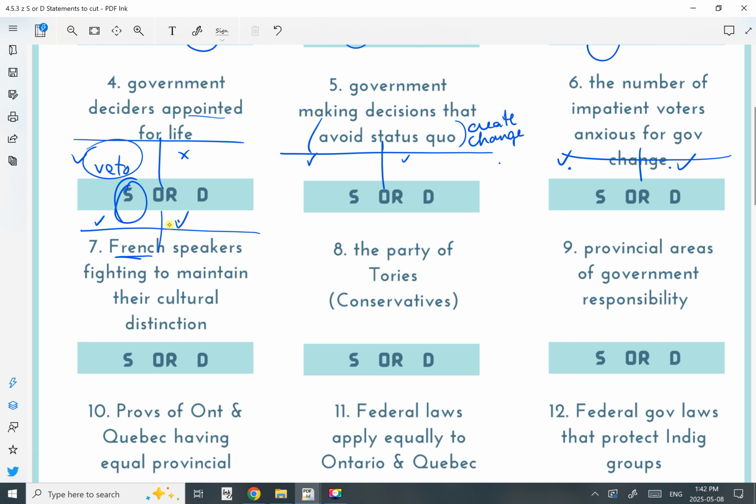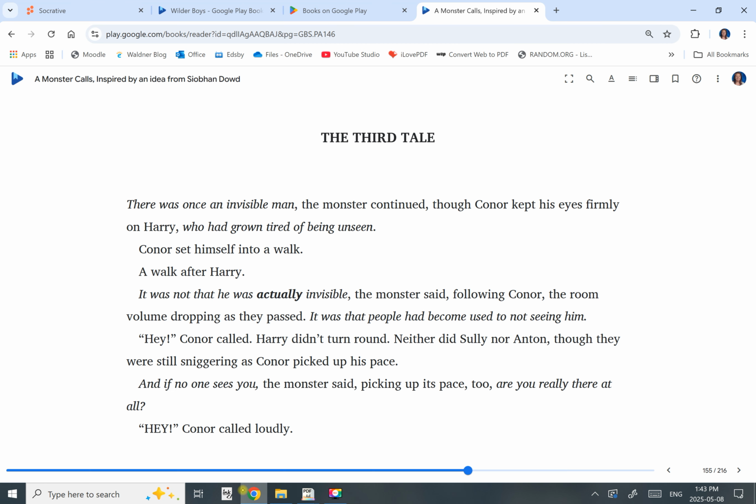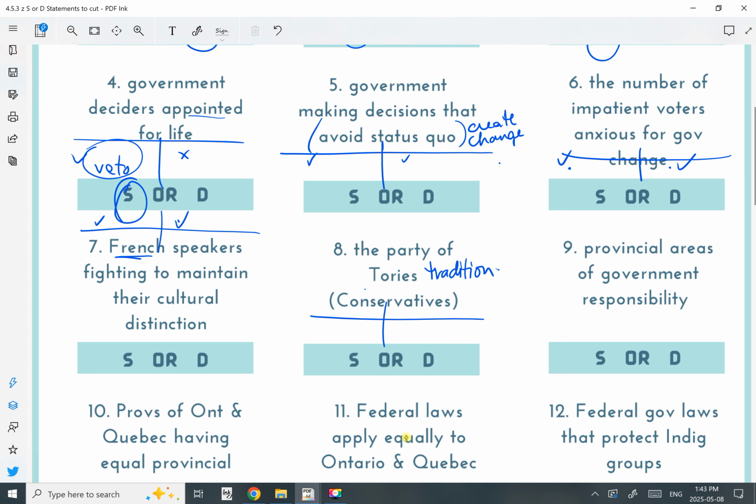The party of Tories. Now, Tories, again, it was about tradition, sameness, right? The Tories are today's conservatives. So there were Tories back then who were fighting to maintain status quo. And you still have Tories today. Yes. Yes and yes. So similar.